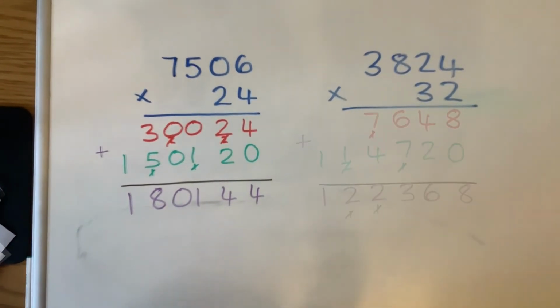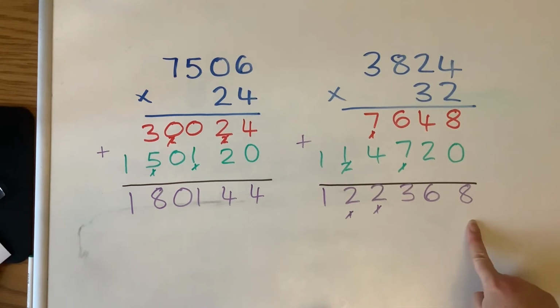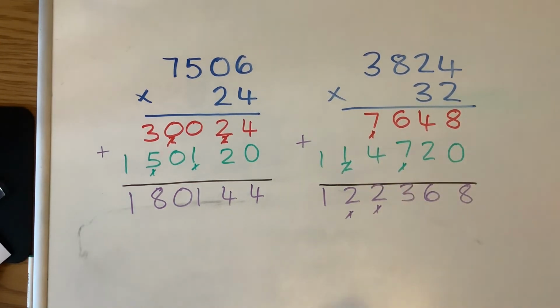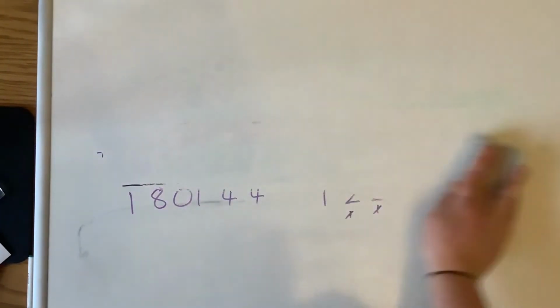Right, pause the video and have a go at this calculation and then come back to see if you got the correct answer. Okay, so here is the answer. 3,824 multiplied by 32 should have given you the answer of 122,368. If you need to, pause the video and check my workings out.